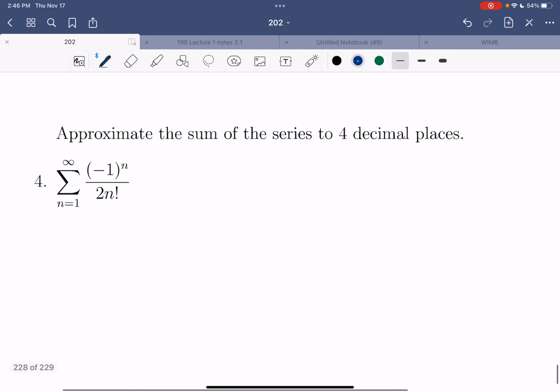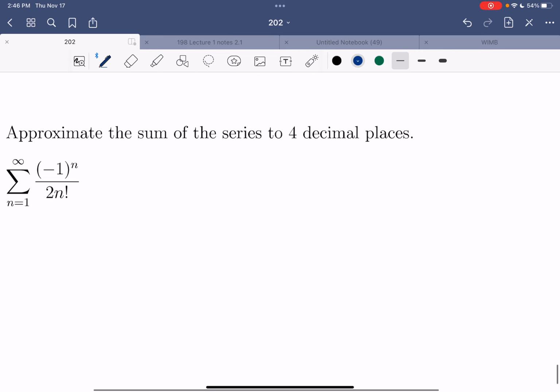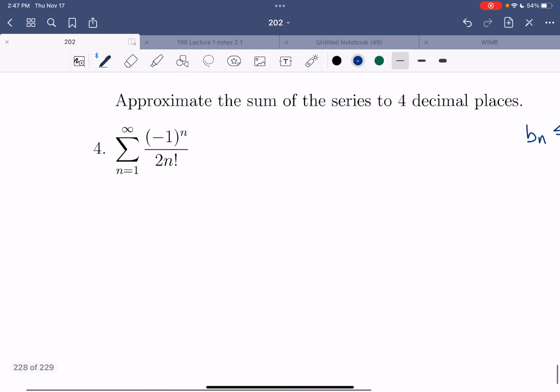All right, now here's some examples. We're going to approximate the sum of the series to 4 decimal places. All right, so what we want to do here is start adding on terms until we want to be correct to 4 decimal places. So we're looking for a BN that is less than or equal to 0.0001. When that happens, I can stop at the term before that, okay? That's what the estimation theorem says.